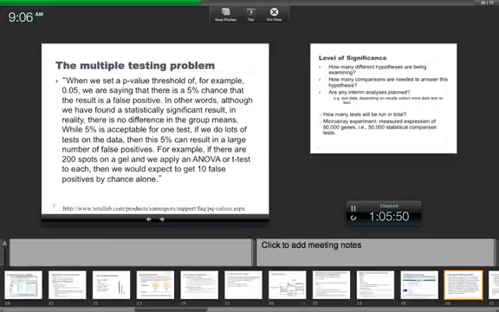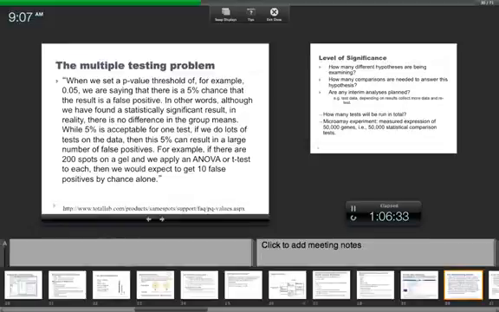Now we come to the multiple testing problem. So we set a p-value threshold, for example 0.05, that we say that there's a 5% chance that the result is a false positive. So in other words, although we have found a statistically significant result, in reality there's no difference in the groups' means. So 5% is acceptable for one test. If we do lots of tests on the data, then this 5% can become a large number, can result in a large number of false positives.